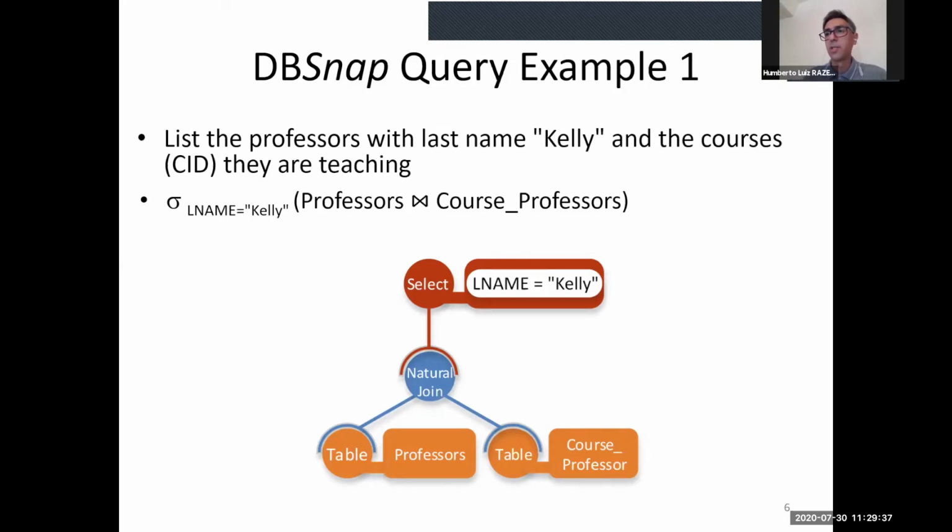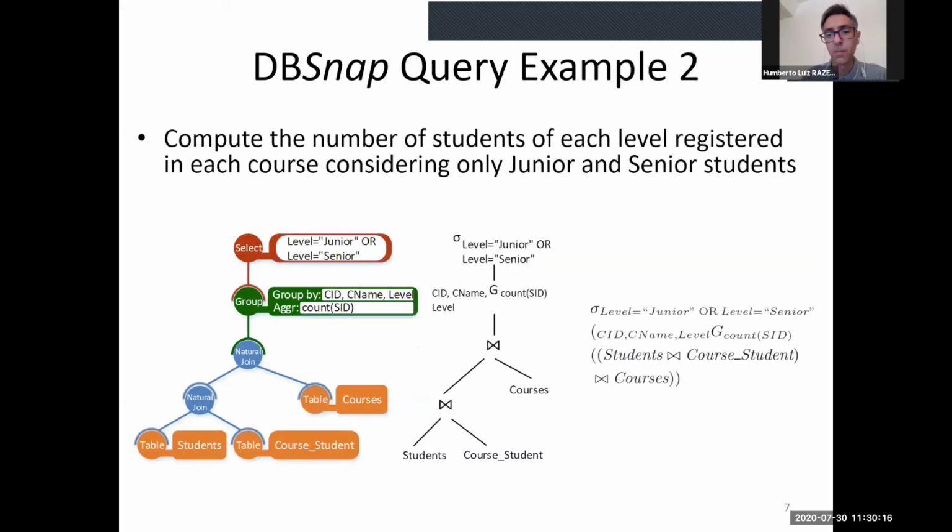Thanks. Let's see our first full example. The question is to list the professors with last name Kelly in the courses they are teaching. The notation to answer this query in relational algebra is a selection, the small sigma, where last name equals Kelly, and from professors join course professors. In DBSnap, we drag and drop the data sets, and as they have the same names for primary and foreign keys, we can use the natural join operator. Then we drop the select operator, and we set the condition last name equals Kelly. Next slide, please.